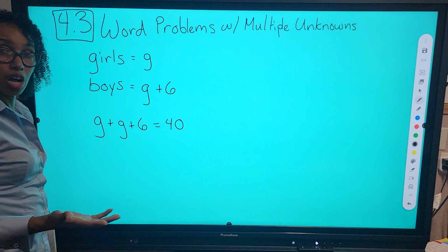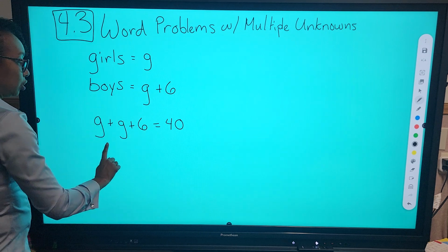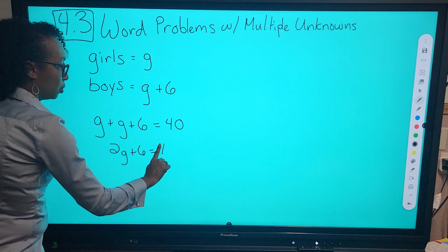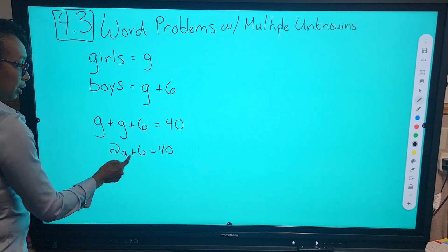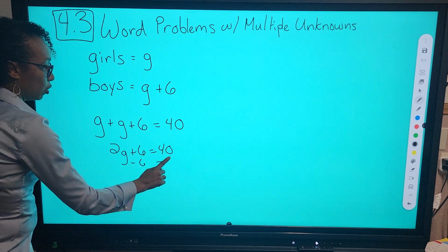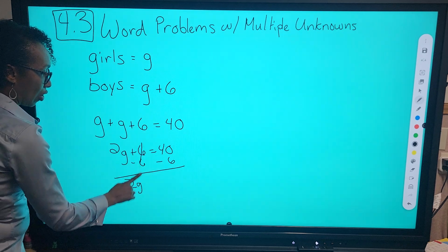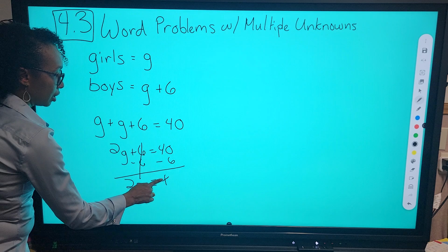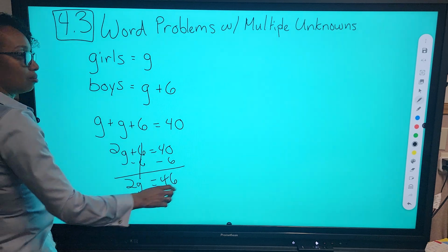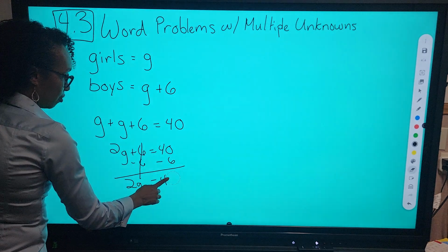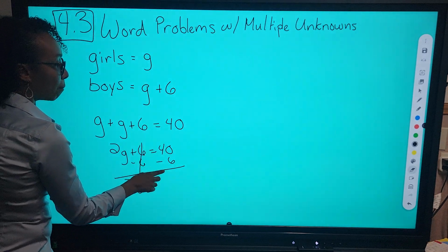And now we're back to solving equations. We've got G plus G would be 2G plus 6 equals 40. Solving for G, I'm going to take away 6 on both sides. So now I've got 2G equals 46. Oops, not 46. See, common math mistakes here. Moving and talking at the same time. 40 minus 6.